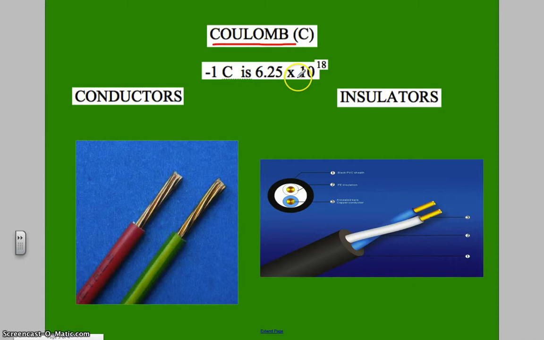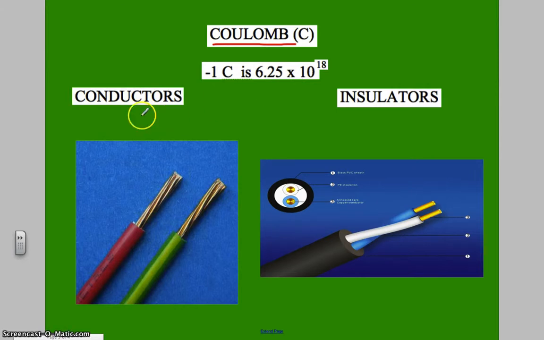6.25 times 10 to the 18th power. See, that'd be what? This number plus 16 zeros? That many excess electrons make something register negative 1 coulomb. So these electrons, it's not just one or two atoms which send electrons places. It's a lot of atoms that can, and when you do, you have some kind of net charge.